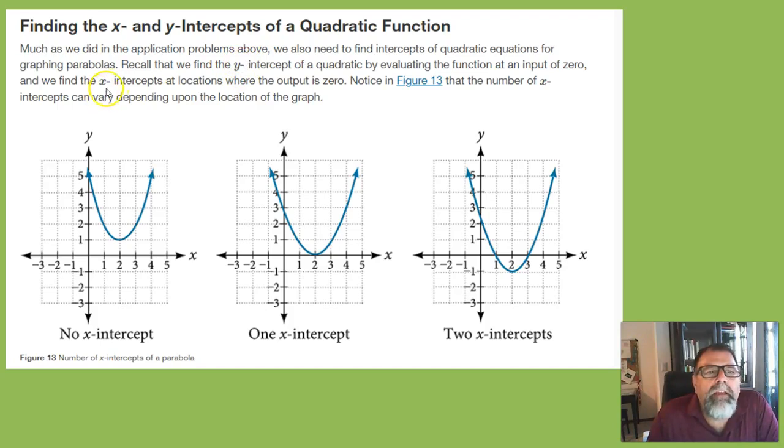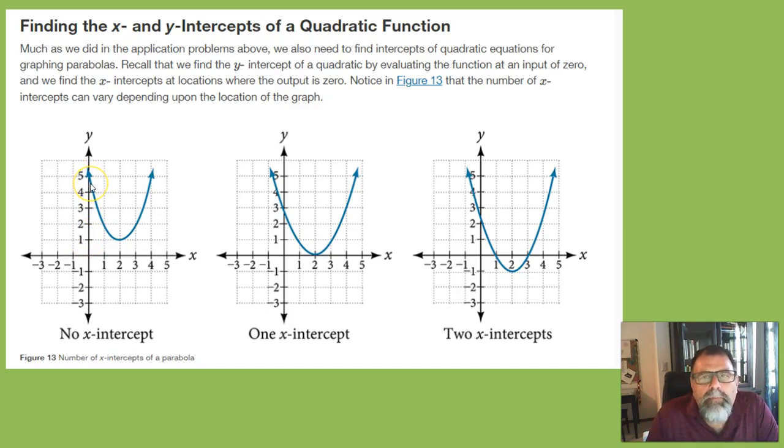Okay, now find the x-intercepts the other way around. You're going to set the equation equal to 0 and then solve it for x. Now notice in figure 13 that the number of x-intercepts can vary depending on the location of the graph. So for every quadratic function, it's going to have one y-intercept. So if you put in x equals 0 and then work it out, that's going to give you your y-intercept.